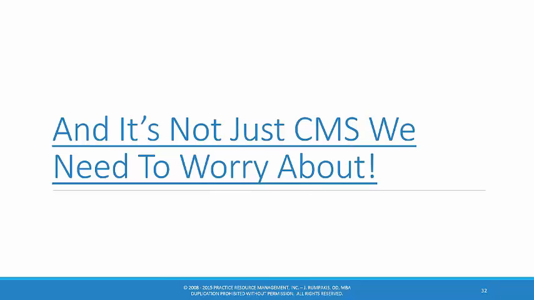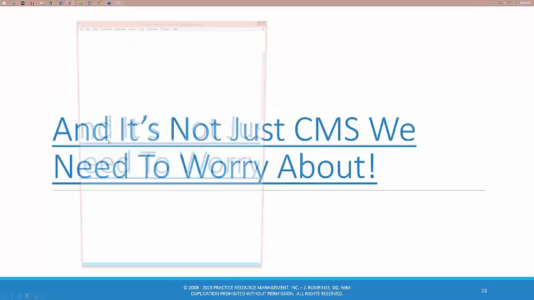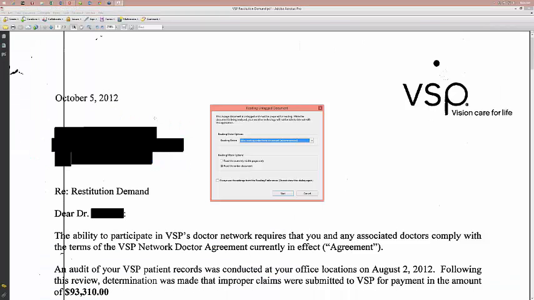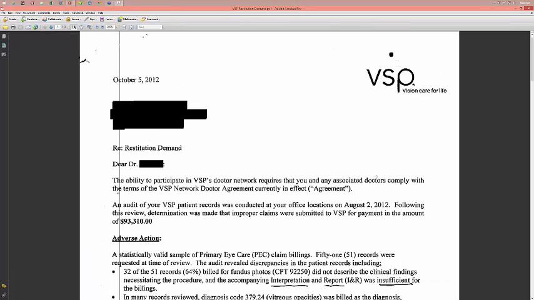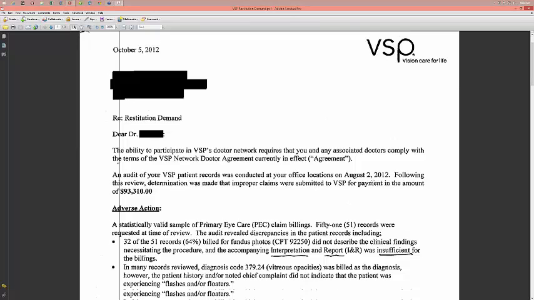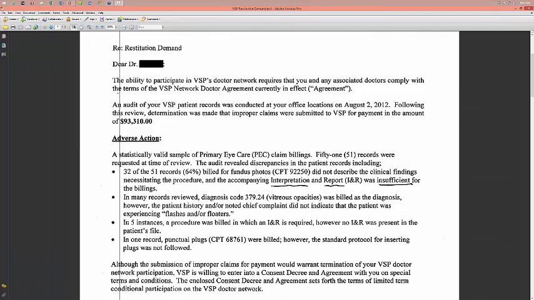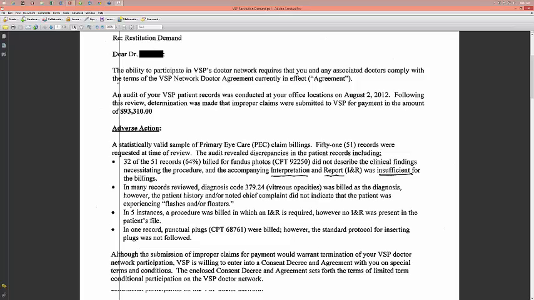And it's not just Medicare, believe it or not. Let me just show you a typical thing here. This is from VSP, obviously. Here's a particular type of restitution letter. This is something that I get every single day that I help doctors with. And it says, "Dear doctor, we looked at your records. You owe us $93,000. Here's what you did.